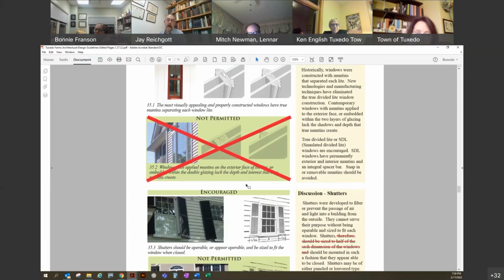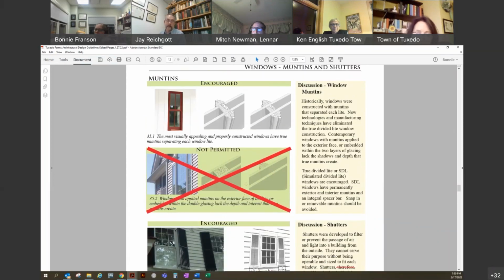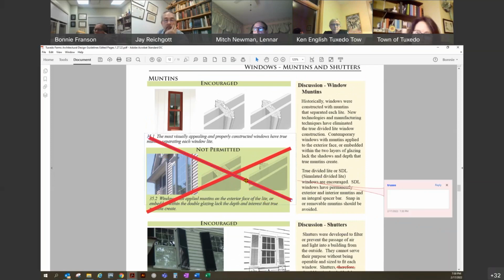Well, do you have any styles that have the applied on the inside? No. Well, because this says actually exterior face of the light. It shows both. It shows grills between the panes or just grills on the outside.